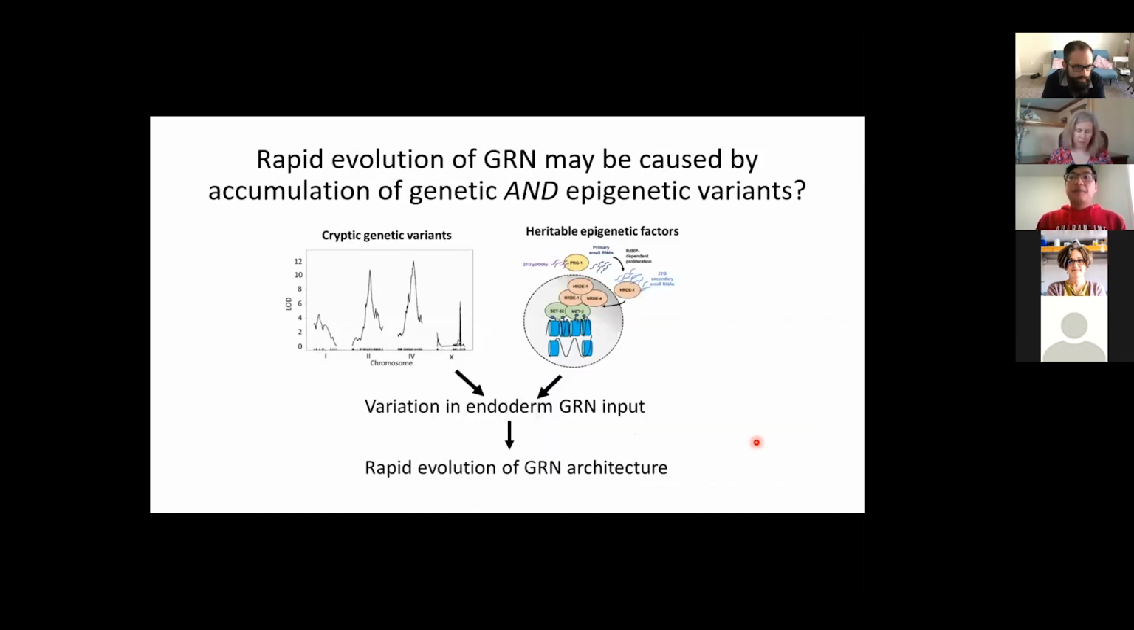With that, I propose that the rapid evolution of the endoderm GRN we observed among C. elegans wild isolates is driven not only by accumulation of cryptic genetic variants, as I showed you in the first part of my talk, but also by selection on phenotypic variation caused by epigenetic inheritance.